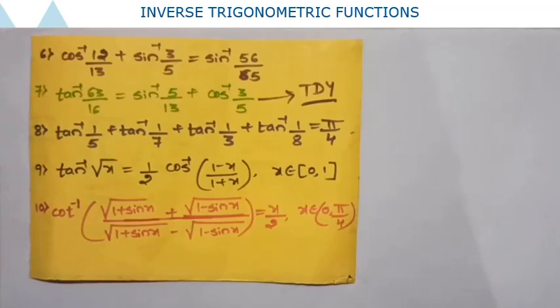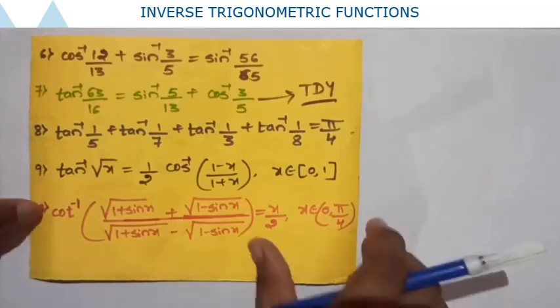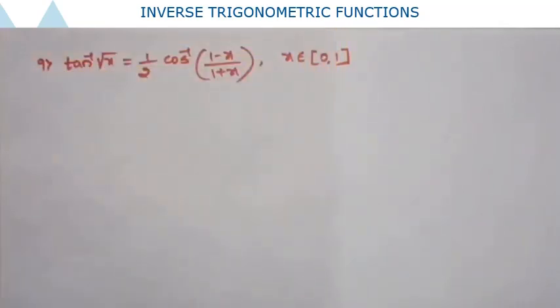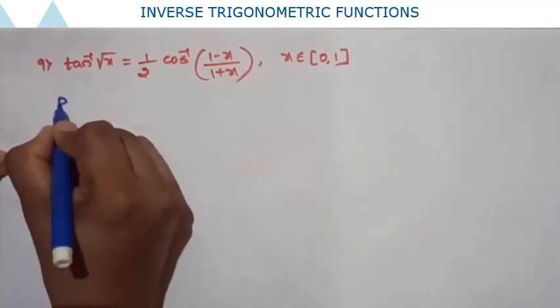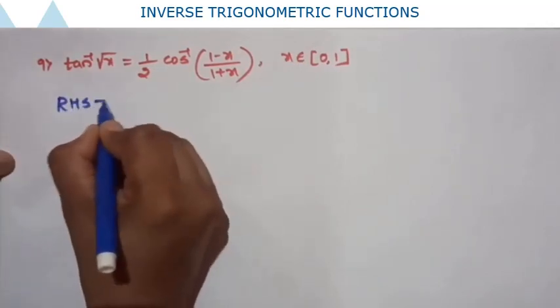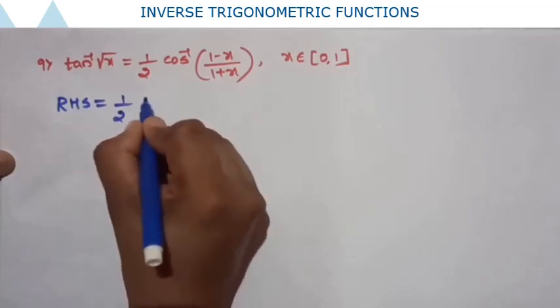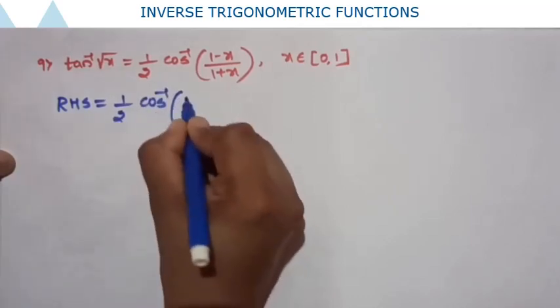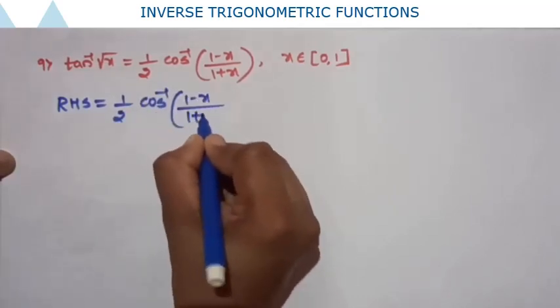Therefore here with the condition that x belongs to the closed interval 0 to 1. Okay, so now we'll take the 9th one. To prove this 9th example, we'll consider the RHS of the given expression. That RHS is 1 by 2 into cos inverse of (1 minus x) by (1 plus x).